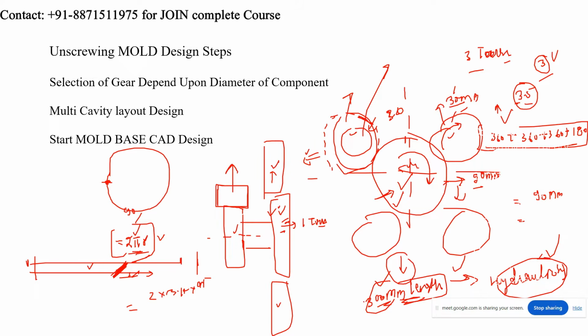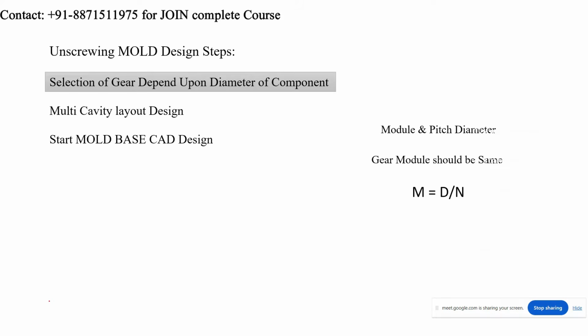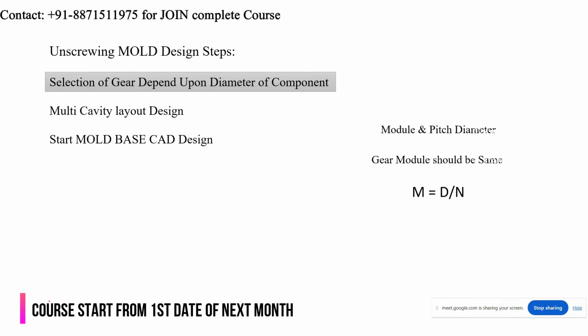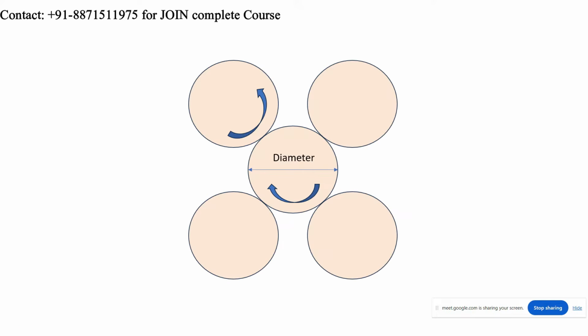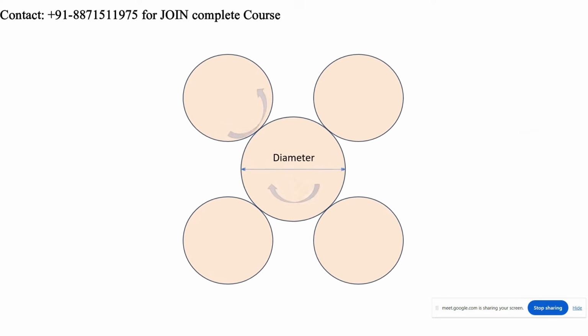This is all the calculation. 300 we required. This is the 90 PCD for the center gear. This is the PCD for the planet gear, and all this calculation depends upon the turns required to rotate, right? Understood? Now here selection, as I told you, selection of the gear depending upon the diameter of the component. So basically we have to select the gears first of all and the pitch diameter. So module should be the same for both gears, right? Now for example, see here. There is no difference in this.